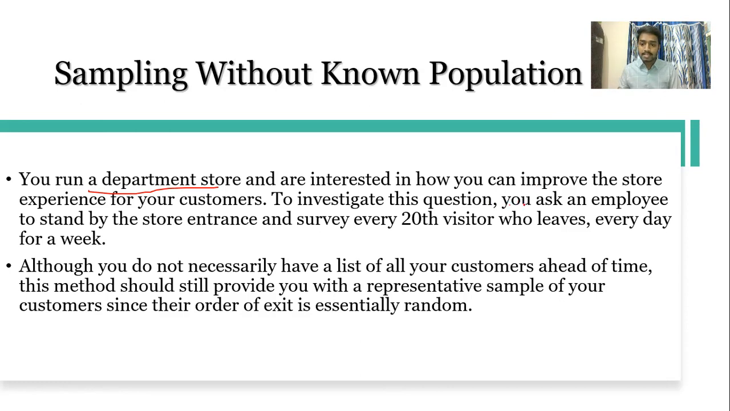So you will ask one of your employees to stand by the store entrance. His job is to survey every 20th visitor. So in a count of 100, how are we going to choose every 20th? The first is the 20th person, next the 40th person, next the 60th person, then the 80th person, then the 100th.